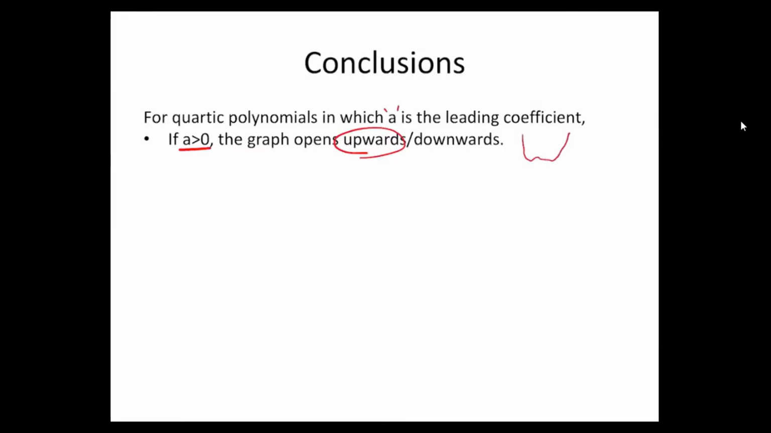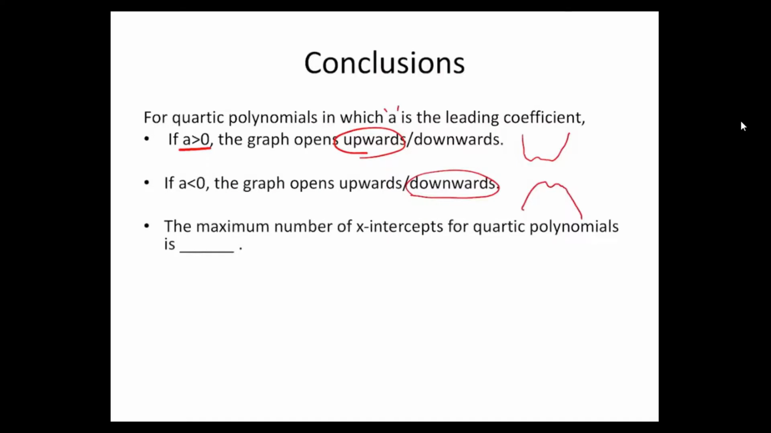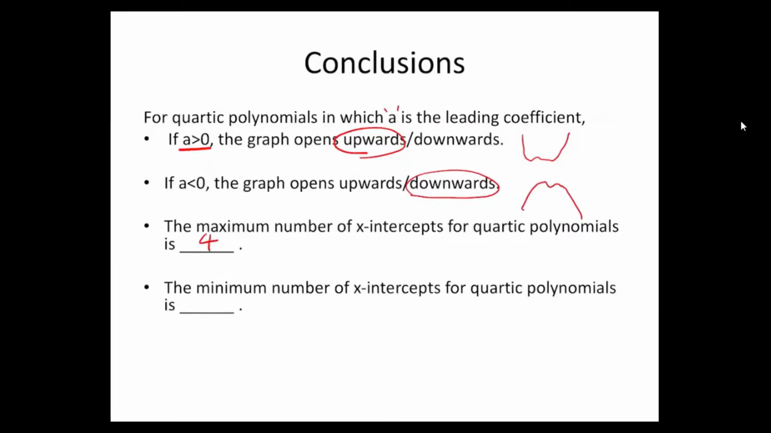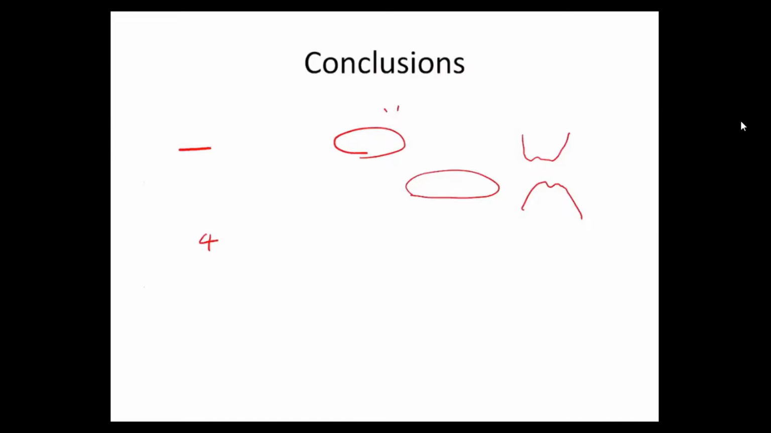Okay, vice versa, Julie. If a is less than 0, downwards. Very good. It's going to look like that. All right. The maximum number of x-intercepts for quartic polynomials is? 4. Very good. Many cases, but this is a maximum. Go ahead. The minimum number of x-intercepts for quartic polynomials is?